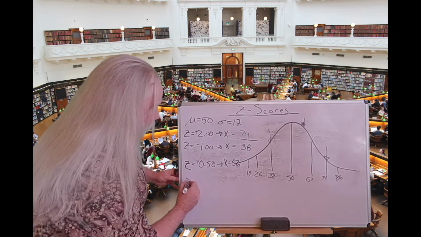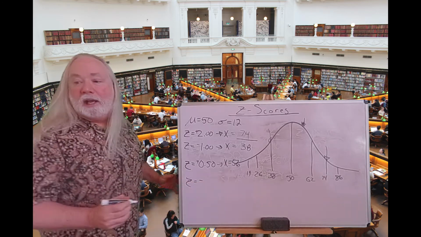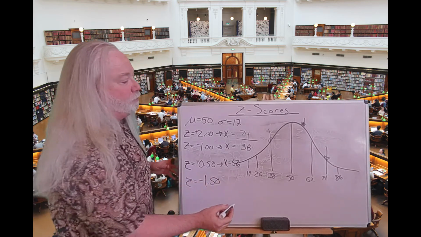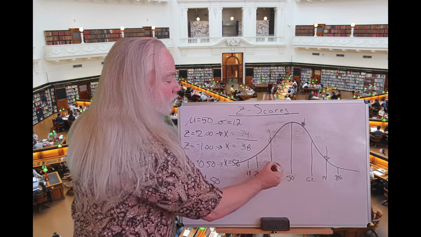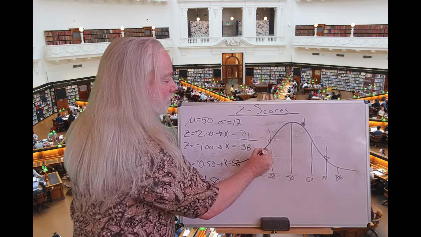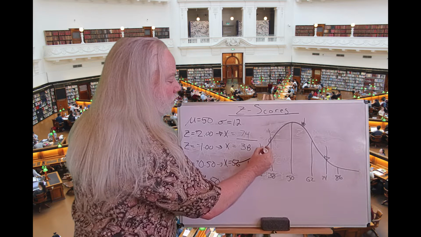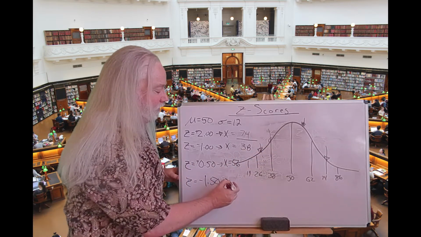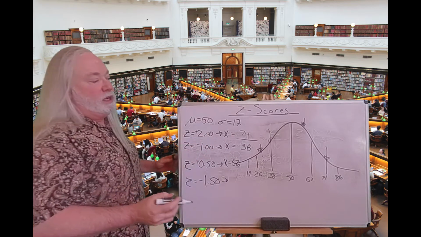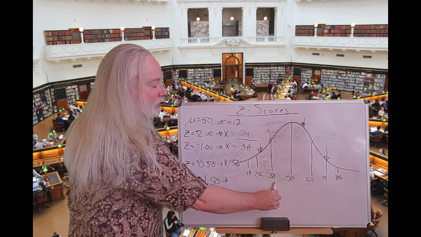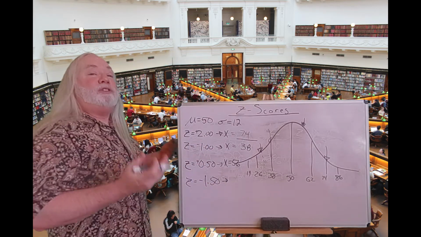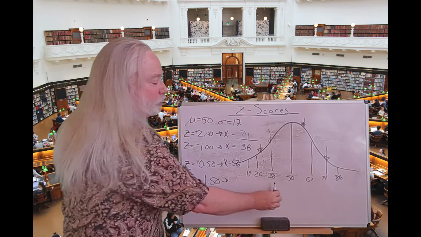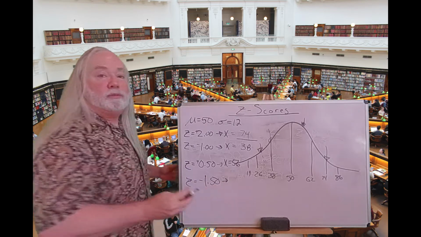Right, let's do one more. Let's say we have a z of -1.5. Well, same thing. We're going to go 1.5 below the mean. So going down by 1 whole standard deviation means we're going down by 12. So we're going down to 38. And then we're going down 6 more points, another half of a standard deviation. So 38 down 6 more is 32.